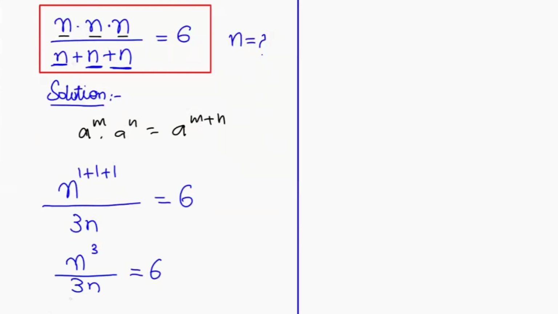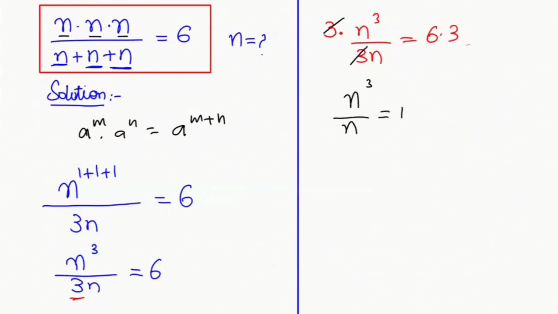Now here this 3 is dividing, so I'm going to multiply by 3 on both sides. 3 times n cubed over 3n equals 6 times 3. Here this 3 and this 3 get cancelled. So the expression we get is n cubed over n equals 18.